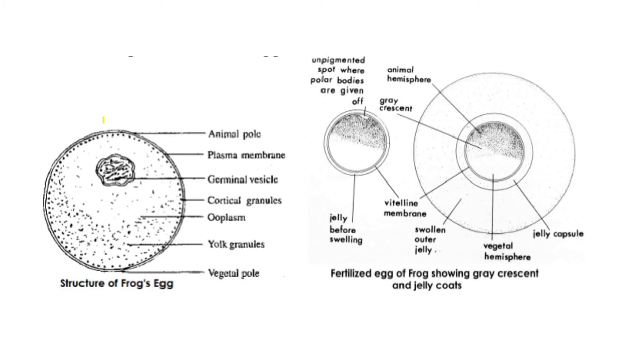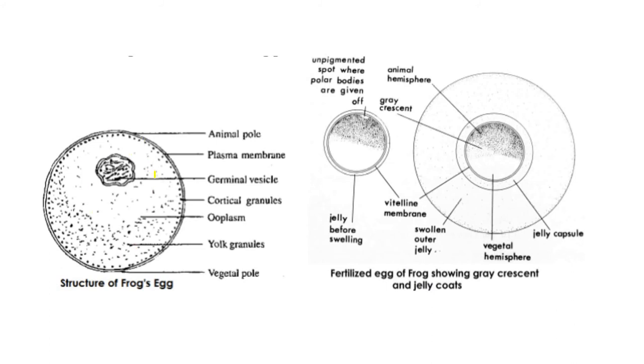Next important thing about the frog egg is that the frog egg is mesolecithal and telolecithal. Frog egg is mesolecithal because it consists of a medium concentration of yolk. These words, mesolecithal and telolecithal, are defined based on the concentration of the yolk. The frog egg has a medium concentration of yolk when compared to the eggs of other organisms.